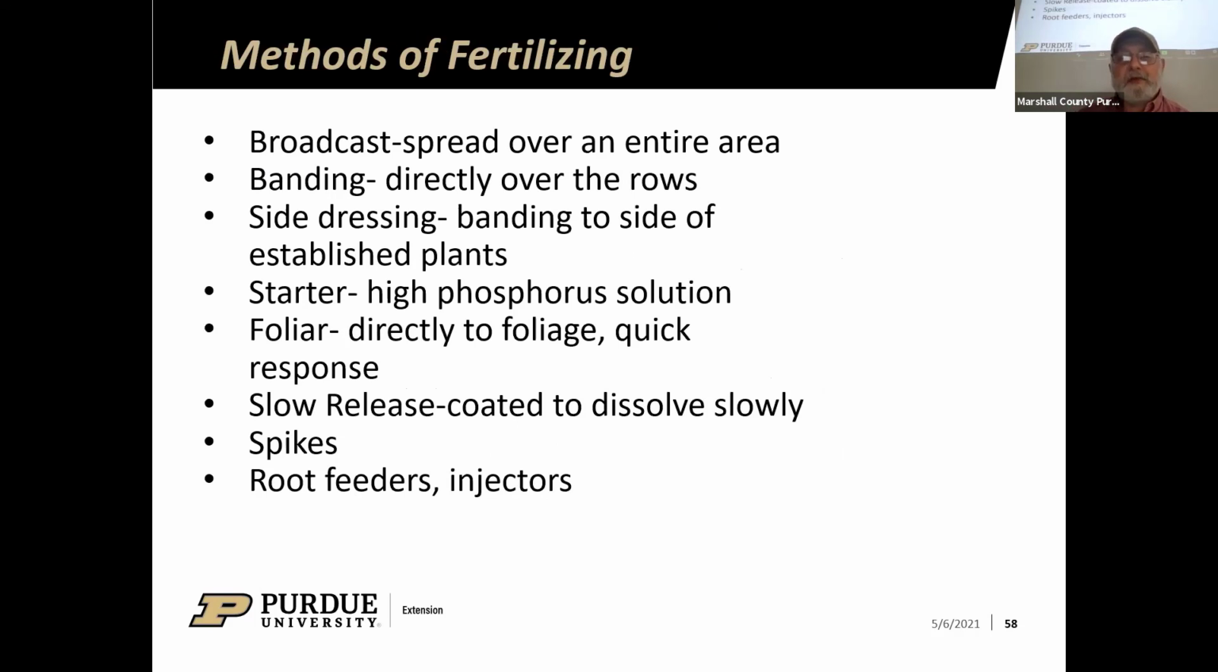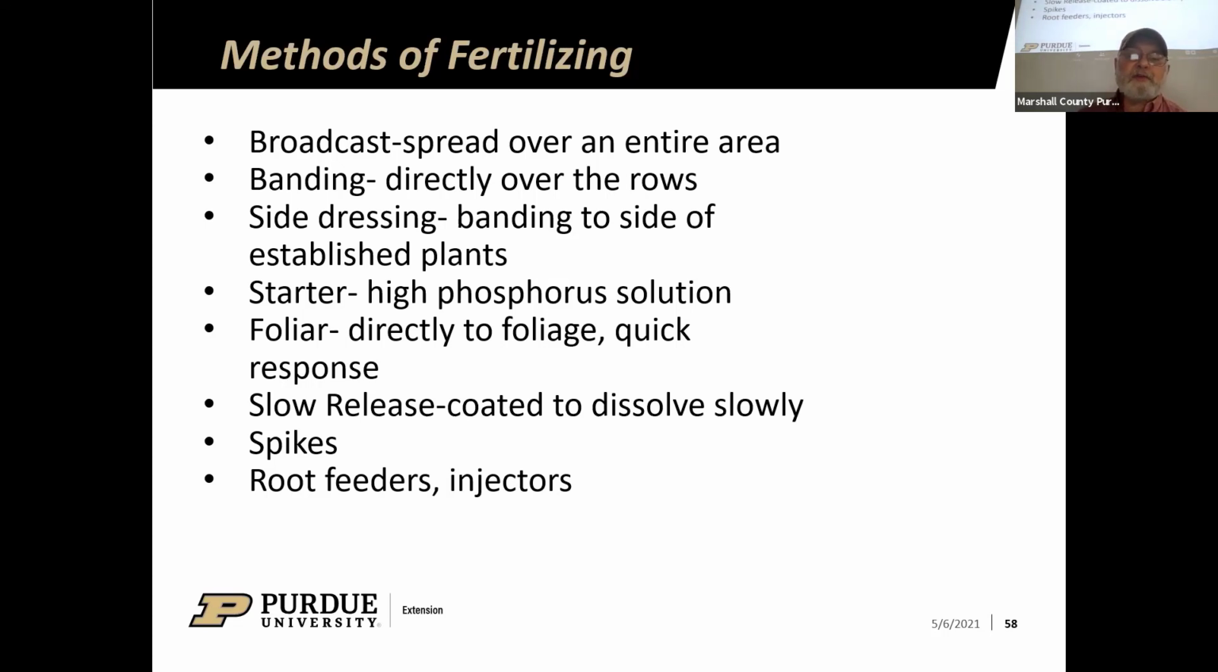Ways that we apply fertilizer: we broadcast over an entire area. That's how we fertilize our lawns. Banding is a good method to use when we're growing things in rows. Side dressing, you can come back and band plants later on with additional fertilizer. And that's what I would definitely do on soils that have a low cation exchange capacity. Sandy soils, I would put out some fertilizer early and come back and side dress to make sure the plant has adequate nutrients throughout the whole growing season, depending on what they need.